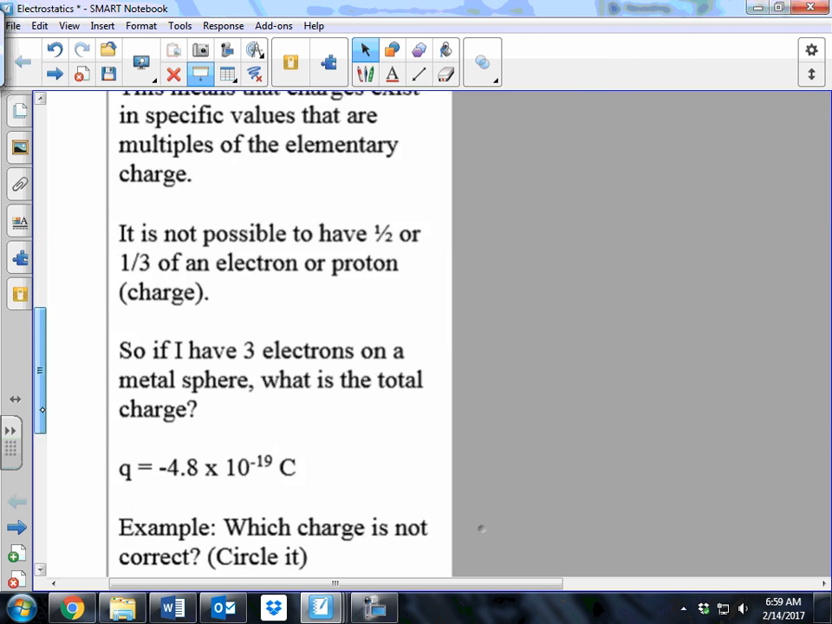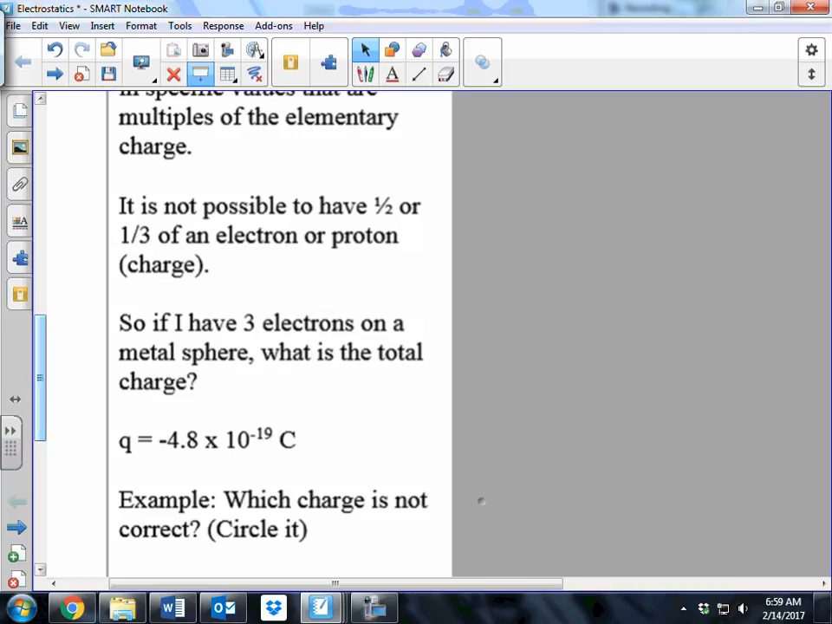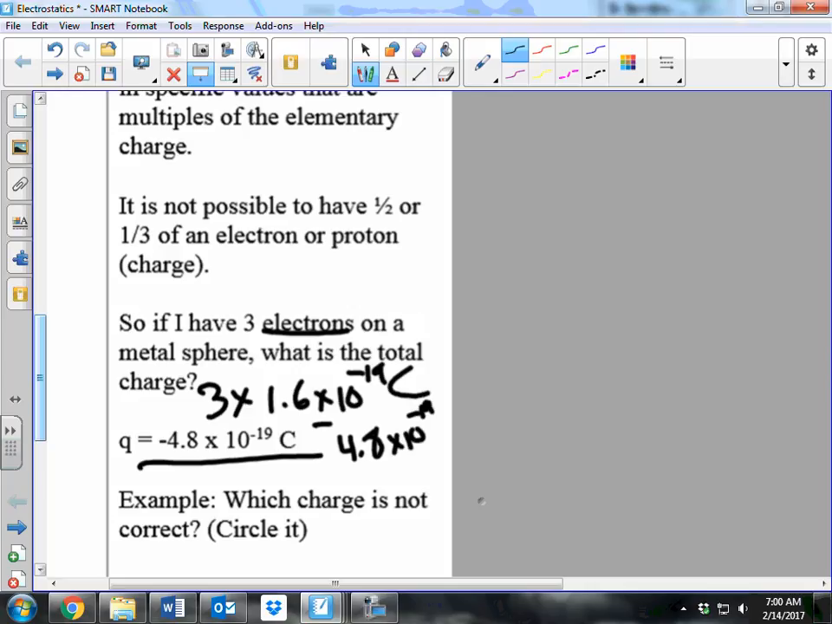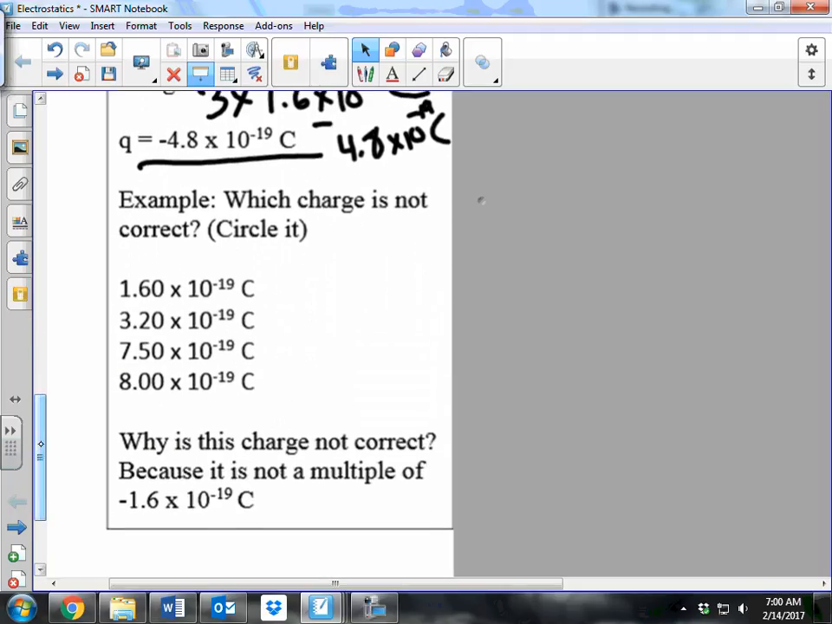So for example, in the problem below, I ask, if I have 3 electrons on a metal sphere, what is the total charge? Well, I get the answer by saying 3 times 1.6 times 10 to the negative 19 coulombs. And 3 times 1.6 is 4.8, but I said there's an electron, so it has to be negative. So I get negative 4.8 times 10 to the negative 19 coulombs. Now, I want you to do this in your notes, and I'll show you the answer after.